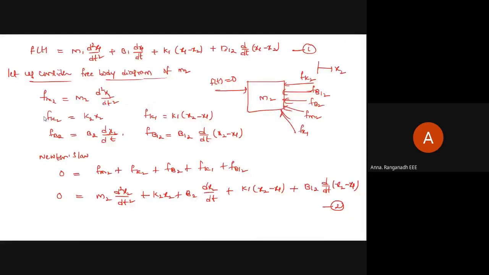Now let us start with the force-voltage analogous circuits. Keep your attention. In order to draw the force-voltage analogous circuits, how many masses are there in the system? How many elements are connected to mass 1? How many elements are connected between mass 1 and mass 2? How many elements are connected to M2? I want those things right now. If you know that, you will get everything.